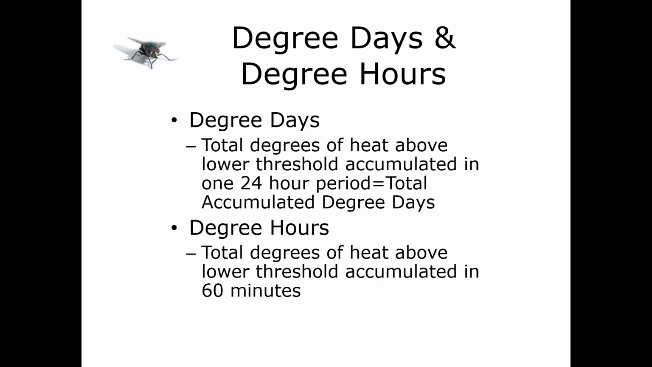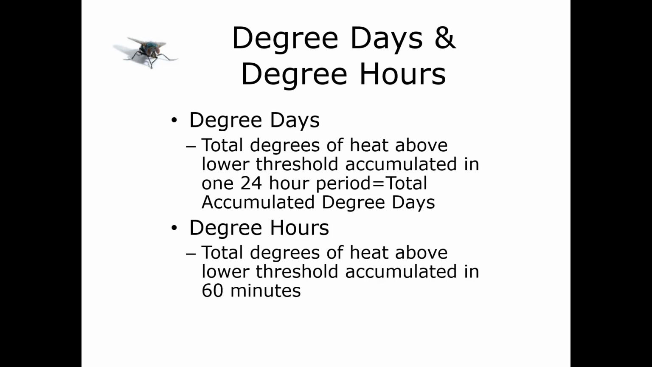Okay, so what are degree days? Degree days, this is what I like to call a unit of heat time. So basically what this is doing is translating that idea that insects can need a certain number of hours at 27 degrees Celsius to get through their egg stage. They need fewer hours at a hotter temperature, more hours at a lower temperature. We're able to describe that mathematically. So we describe it as the total degrees of heat above a lower threshold accumulated in one 24-hour period.